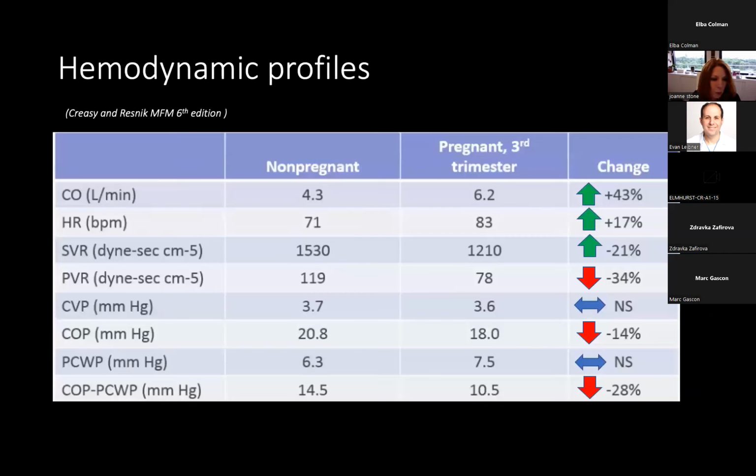So just to put it on a graphic, looking at all the different changes that can occur, you see what is increased during pregnancy, as I mentioned, cardiac output, heart rate. The systemic vascular resistance should be decreased there, as well as peripheral vascular resistance. No change in the CVP or pulmonary capillary wedge pressure. So that's just a summary of all the changes that occur.